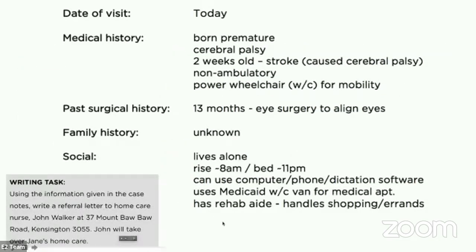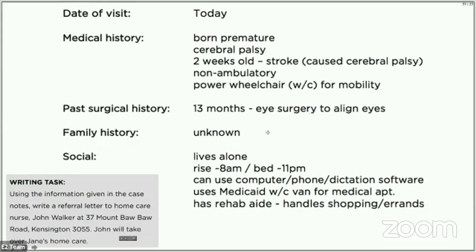And if you disagree with me, I'm happy for you to write into the chat. You guys are the professionals here. Okay, so again, John Walker, home care nurse. He doesn't know the patient. A referral letter. Date of visit. Well, I'm going to say irrelevant. He doesn't need to know when Jane visited your clinic.